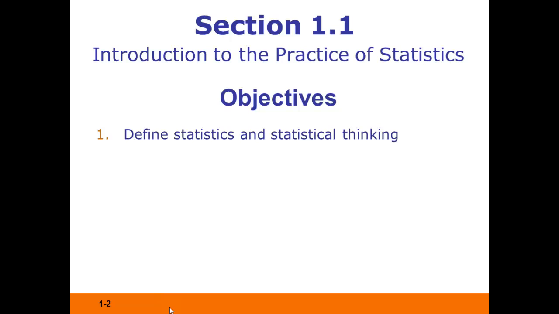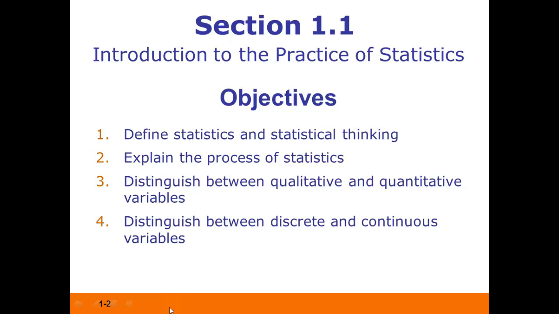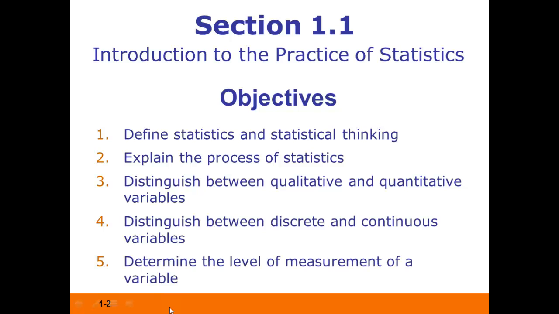The objectives for this section are: 1. To define statistics and statistical thinking. 2. Explain the process of statistics. 3. Distinguish between qualitative and quantitative variables. 4. Distinguish between discrete and continuous variables. And 5. Determine the level of measurement of a variable.